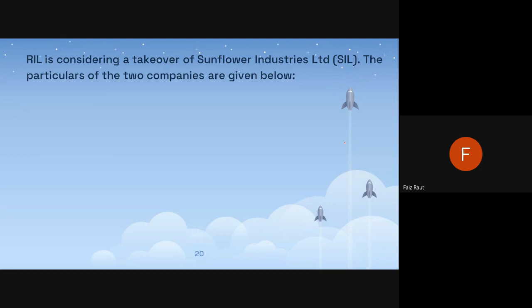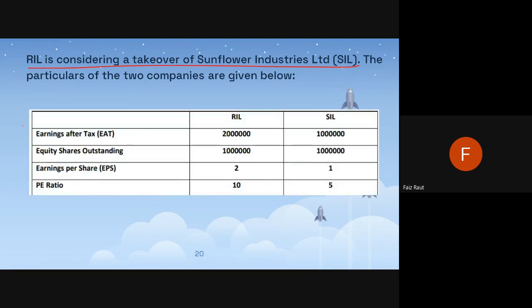Now in this again, two companies. RIL is considering the takeover of Sunflower Industries Limited, SIL. The particulars of the two companies are given here. So considering takeover of Sunflower, RIL is the acquiring company and SIL is the target company. Okay, this is given.